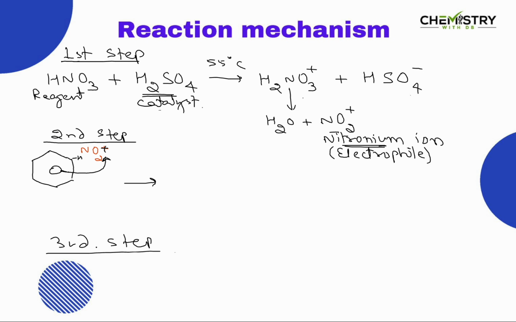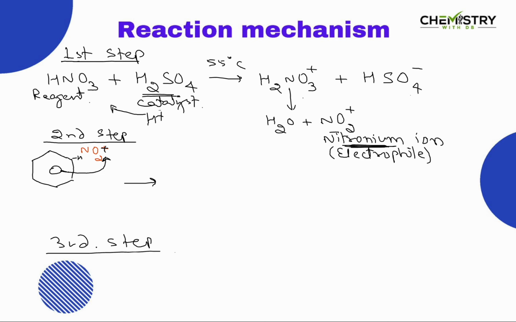Now in the reaction mechanism for nitration of benzene, in the first step, HNO3 and H2SO4 react. H2SO4 is a stronger acid. It donates a proton to HNO3. As a result, HNO3 becomes H2NO3+ and HSO4- is created. H2NO3+ breaks down immediately to form water and the nitronium ion, which is the electrophile here.